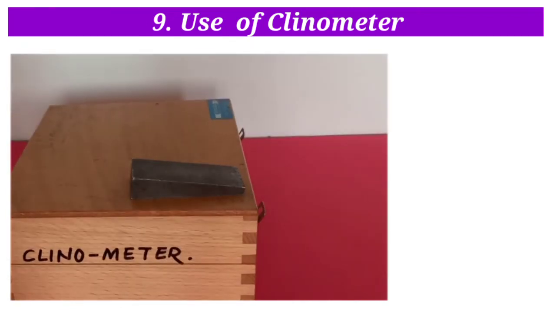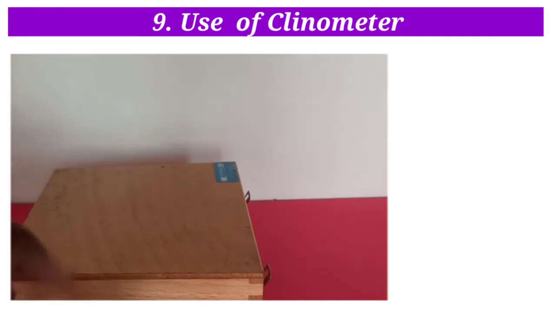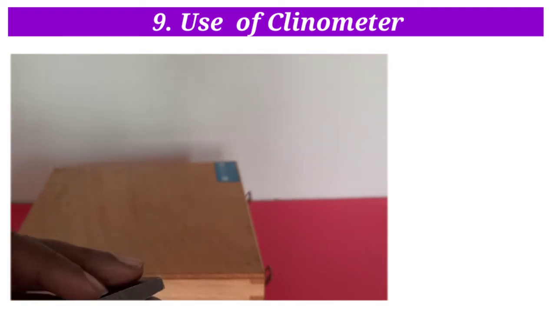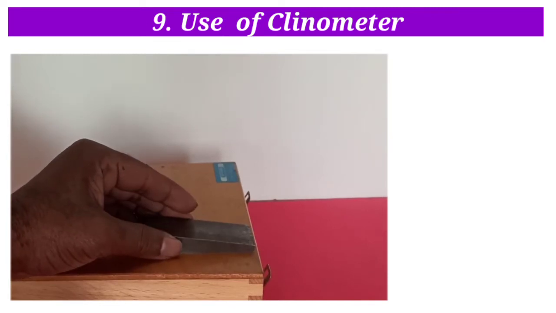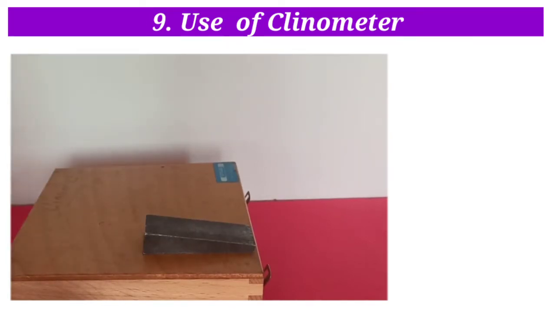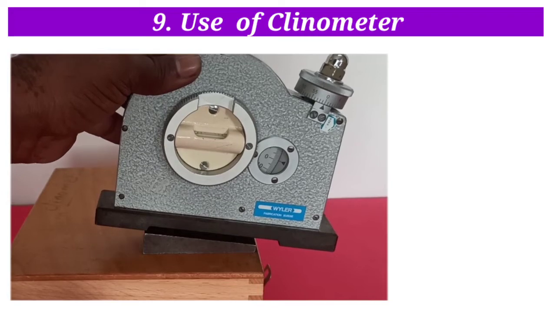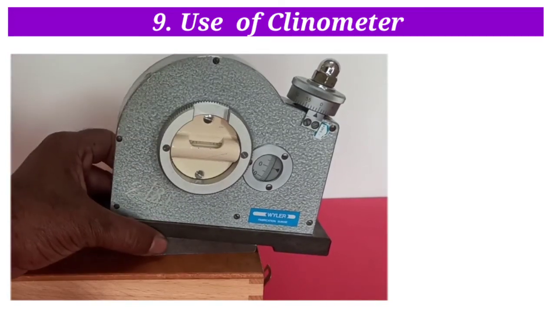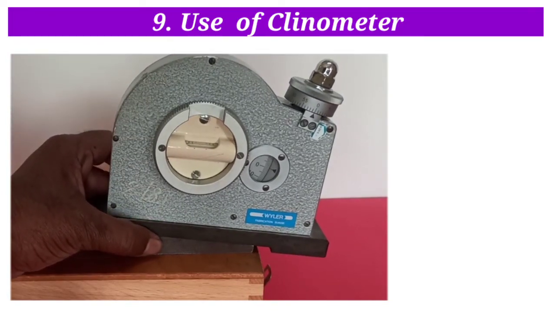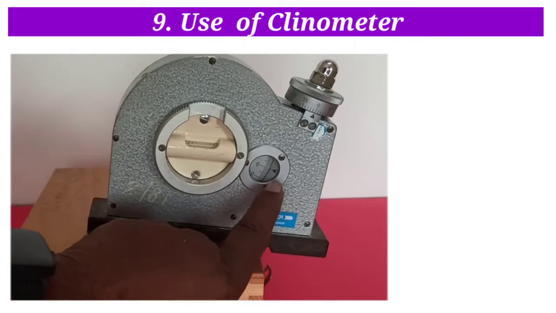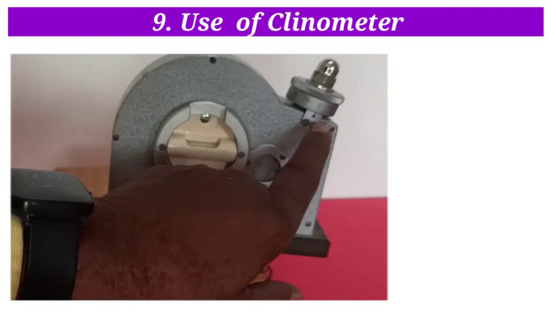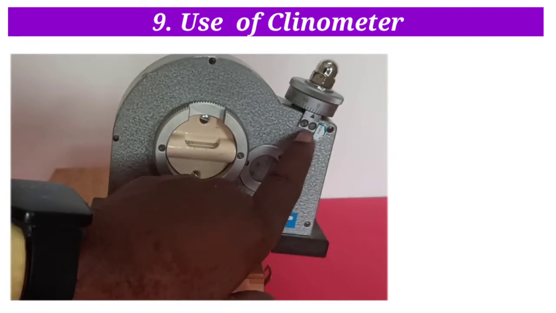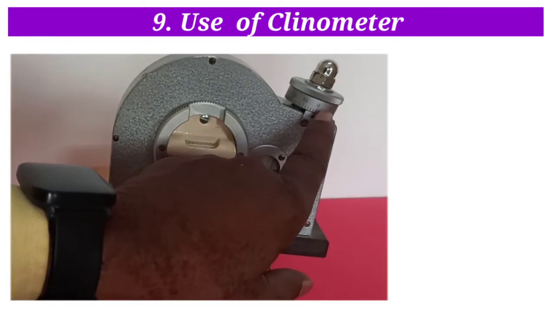We have to measure the angle of this surface and this surface, that is, we have to measure this included angle. Now we will keep this object here. On this object we will place this clinometer. Now here if you observe, this marking is coinciding with 0, as well as this marking is also coinciding with 0.